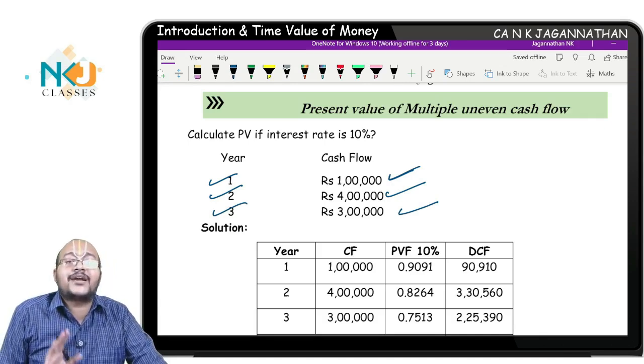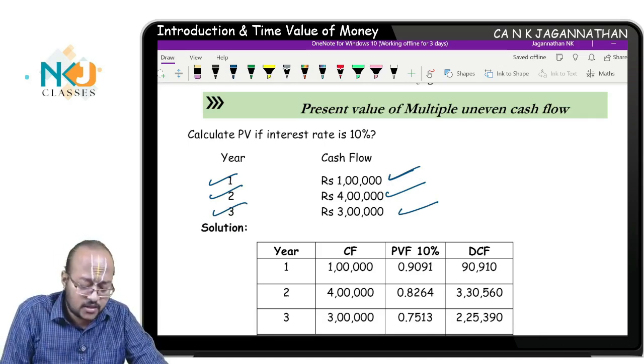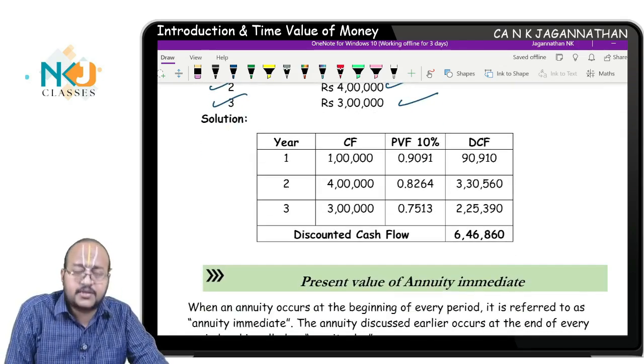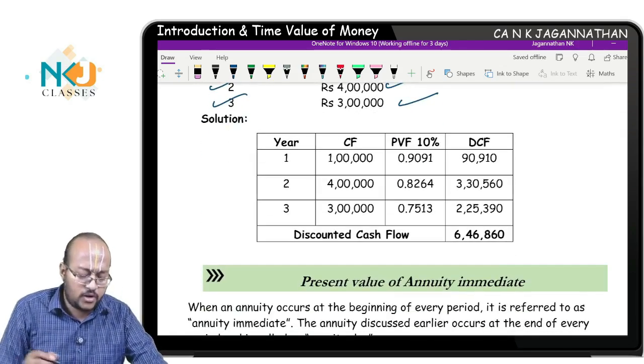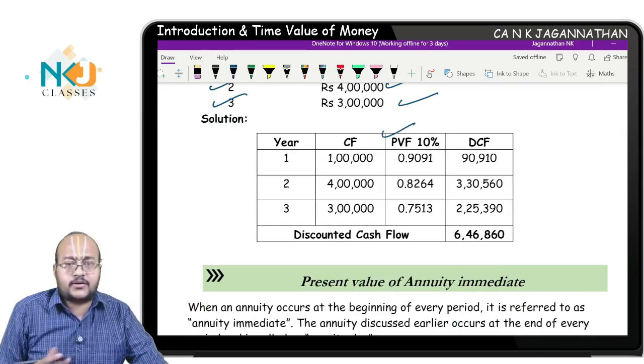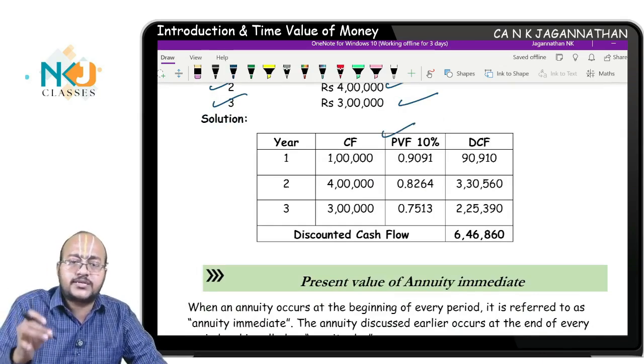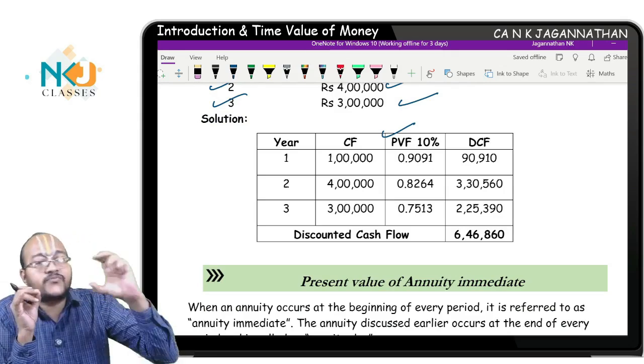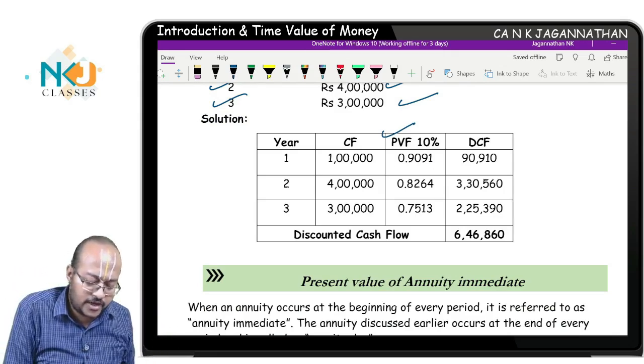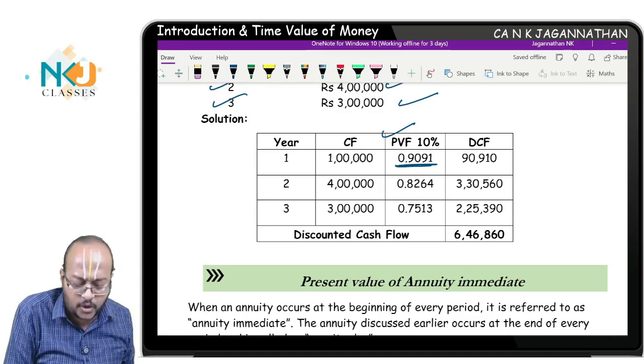How to find the present value? In this case, you have no choice. What you have to do is present a table like this. You have to put a schedule and you have to find the discounting factor. You have to find the present value factor for each year. Then you multiply with the cash flow of the respective year. Are you listening? So the present value factor at 10% for a 1 year period is 0.9091.